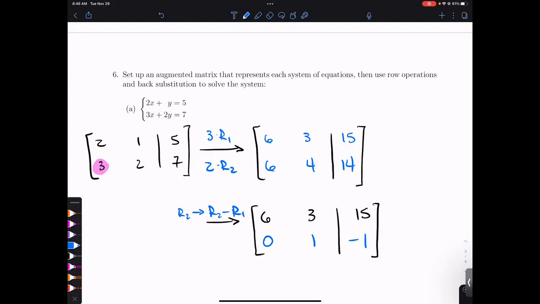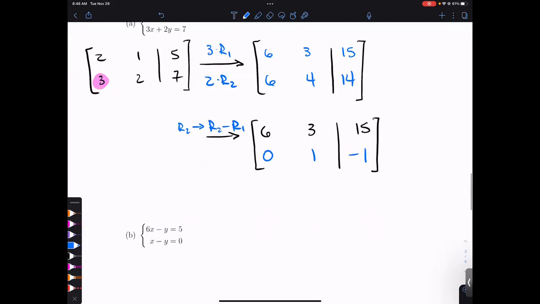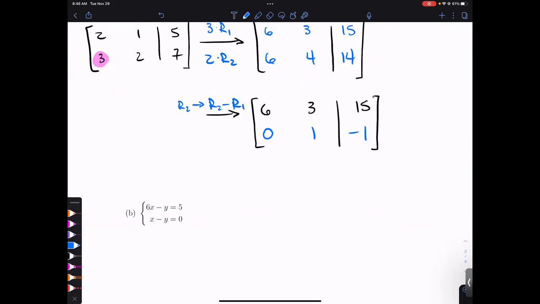I can jump out of that and say, okay, y is -1. If y is -1, then this is 6x, 3y equals 15. I can plug back in and find x, right? For the sake of doing it, I'm going to keep working on this and take it all the way down to reduced row echelon, just so you can see what that looks like. So the next thing I would try to do is get rid of this, right? Get a 0 in that position.